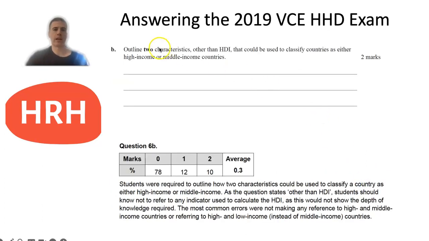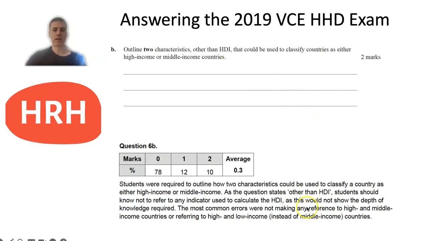The next question was asking you to outline 2 characteristics other than HDI that could be used to classify countries as either high income or middle income countries. When it references other than HDI, you need to make sure that the characteristics you choose don't relate to those indicators of HDI. So not mentioning anything to do with income or levels of education, because that's directly linked back to some of those indicators we just looked at. So you could have mentioned that high-income countries typically have developed social security systems, or high levels of access to clean water and sanitation. That's all this question was really looking for.